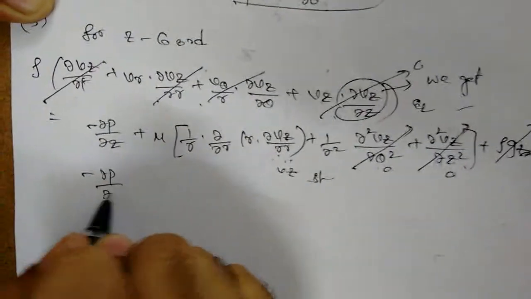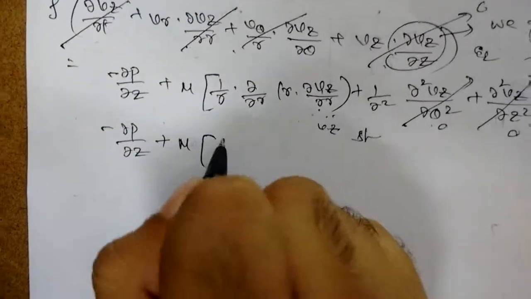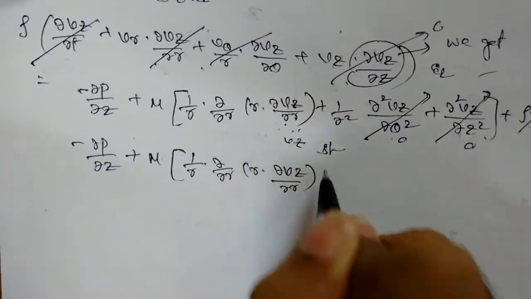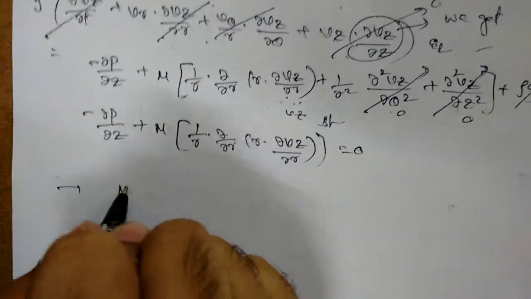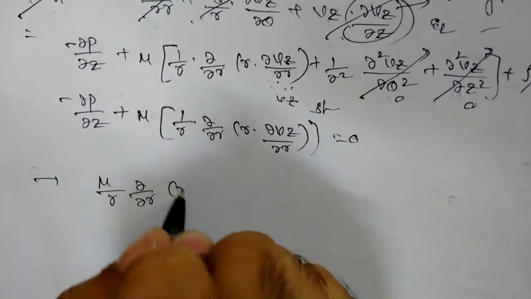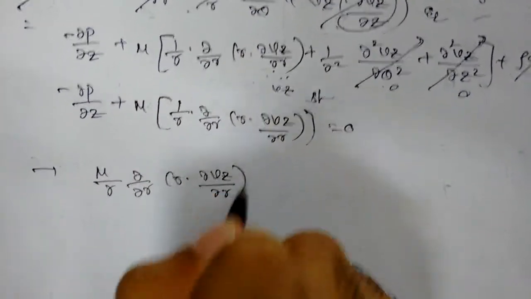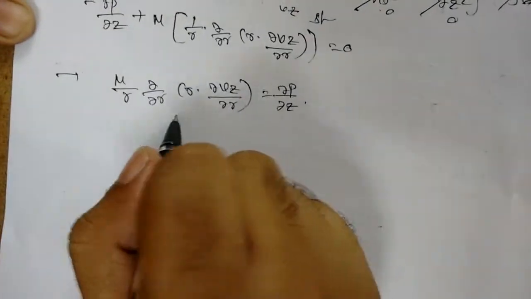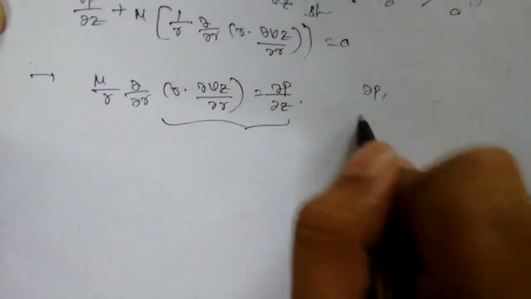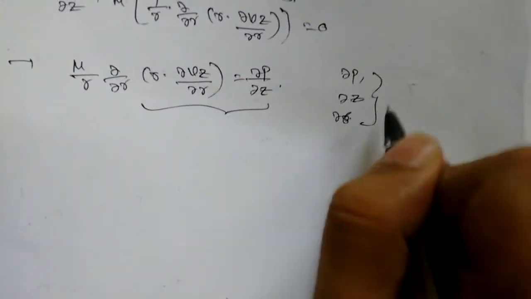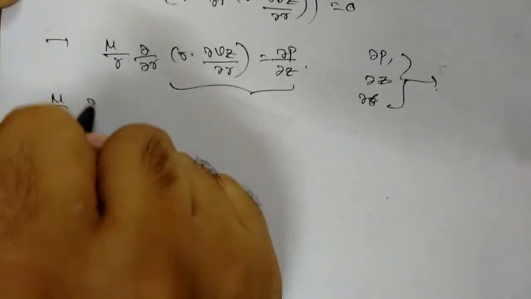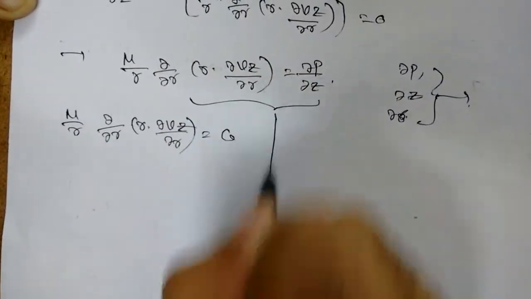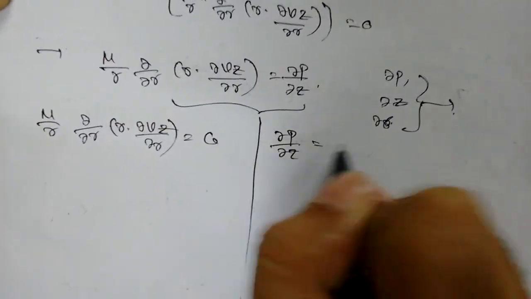So finally what we will get is minus dou P by dou z plus mu into 1 by r into dou by dou r of r into dou Vz by dou r equal to 0. So mu by r into dou by dou r of r into dou Vz by dou r equal to dou P by dou z. Here finally you need to calculate these two terms, and the variables are P, z and r. Three variables are there. So what I will do is consider mu by r into dou by dou r of r into dou Vz by dou r equal to C naught, and at the same time dou P by dou z equal to C naught.